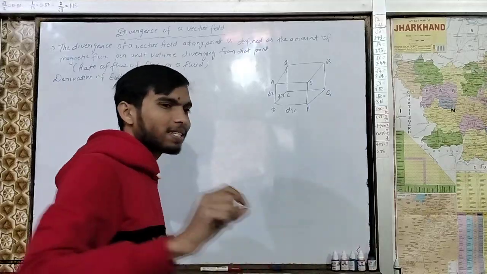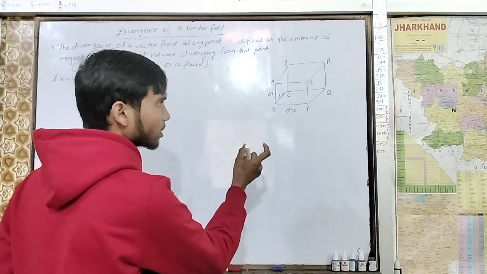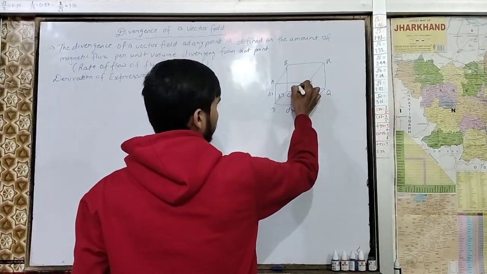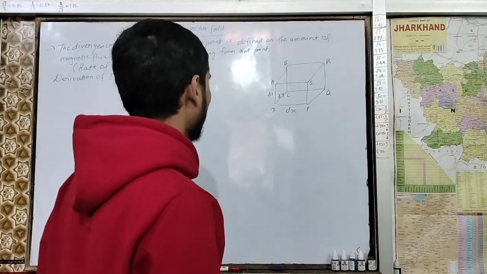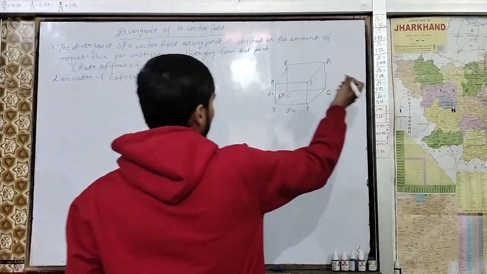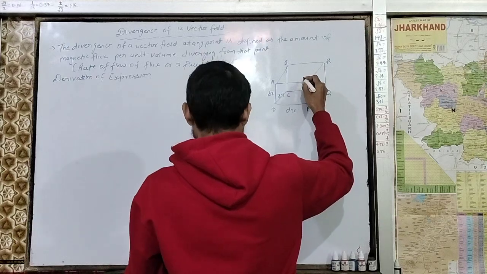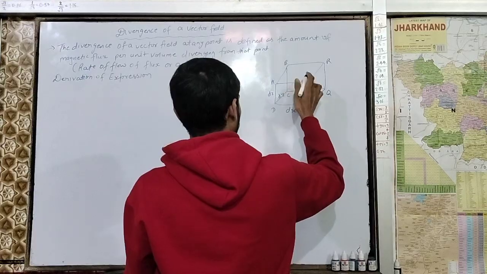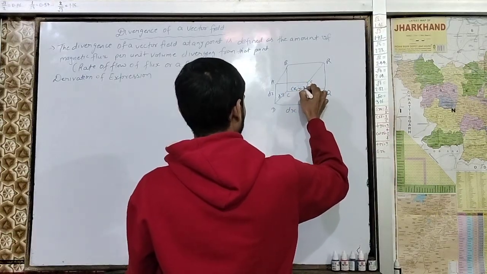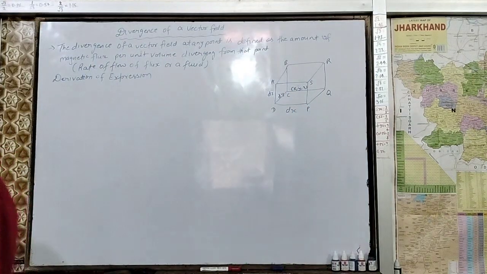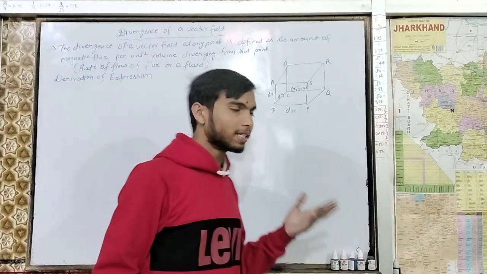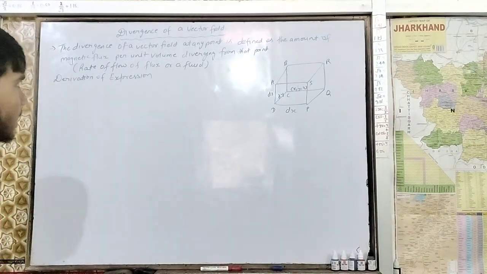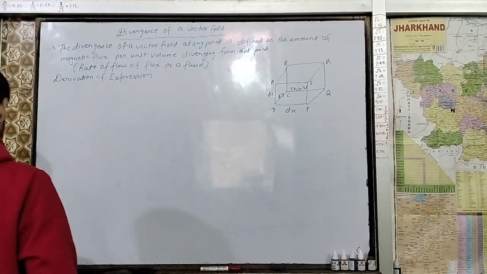Take one point which is the center of this volume. So this will be the center. This point you have to take, and the coordinates of this point will be nothing but x, y, z. This is C. Remember, it is the coordinate of the center. Clear? AD is equal to dz, DP is equal to dx, DC is equal to dy. Got it?